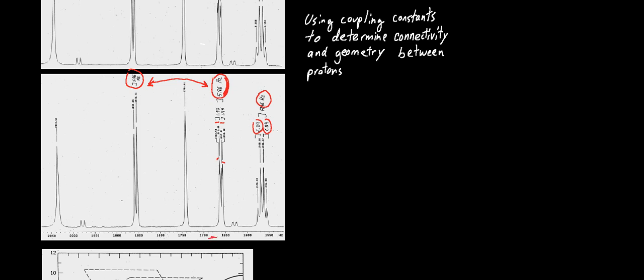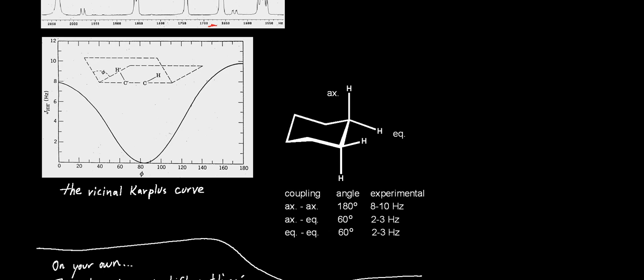So that's an example. It's not just that you can determine what is coupled to what, but you can also determine geometry. And this was worked out by a scientist named Karplus, who won the Nobel Prize for all his work on NMR. But he came up with the Karplus curve. And notice what this is showing you is the angle between these vicinal protons, and the angle relates to the coupling constant J.